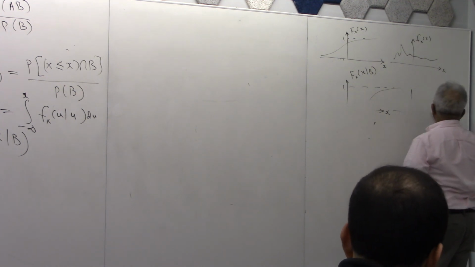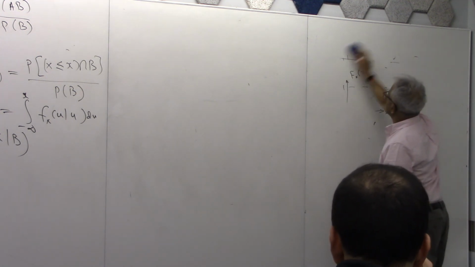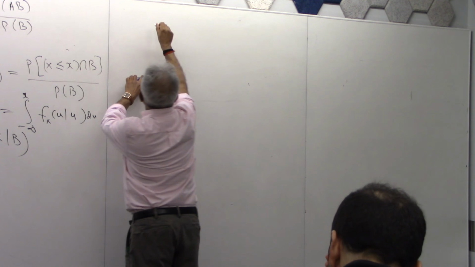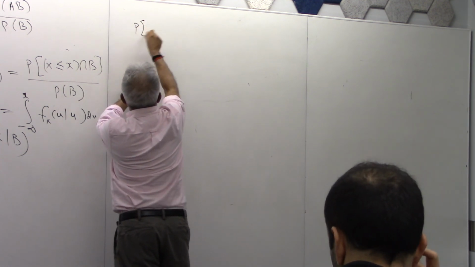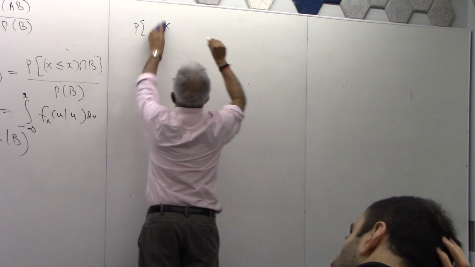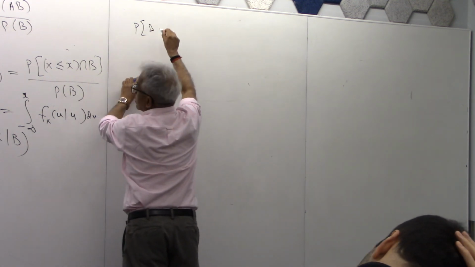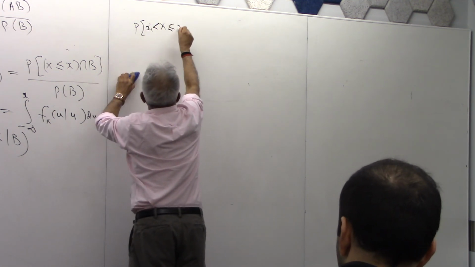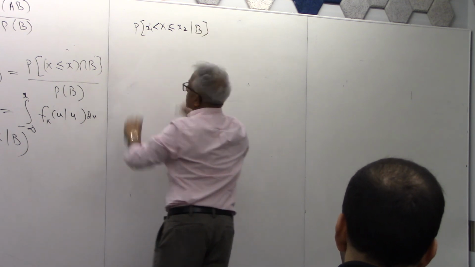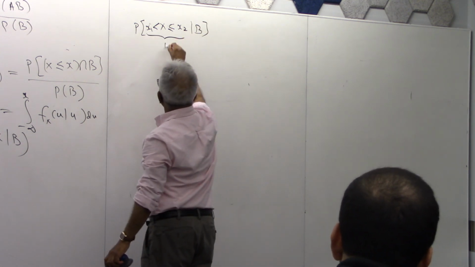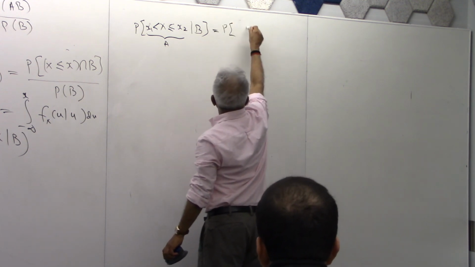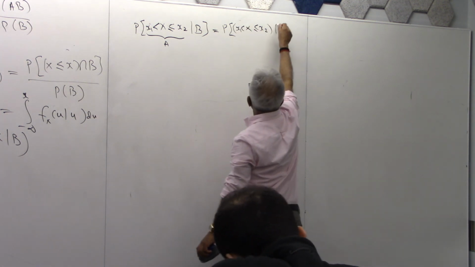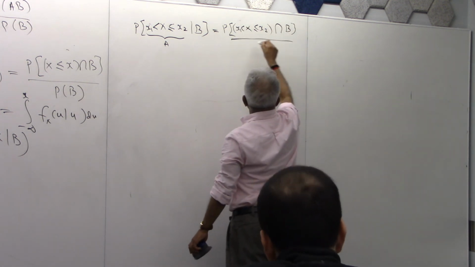So to make further progress, let me bring in another identity that we have gone over. Say we want to compute the probability of B given... So things like this. Remember, after all, this is an event. So I can certainly write this as the probability of x greater than x1 and less than or equal to x2, A intersection B, over P(B).